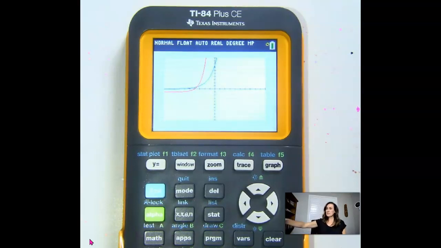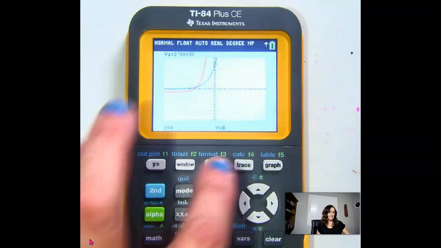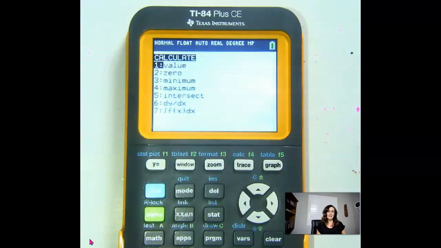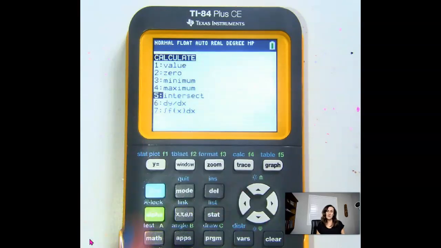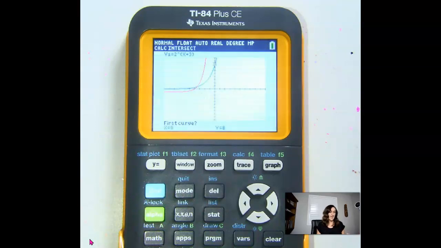Okay, so now what we want to do is we want to calculate the intersection. So it's second calc, and intersection is number 5. You can arrow down and hit enter for number 5, or you can just type in the number 5. And then enter for the first curve, that's the blue one. Enter for the second curve, and then it gives you your guess, and then it will give you your intersection.